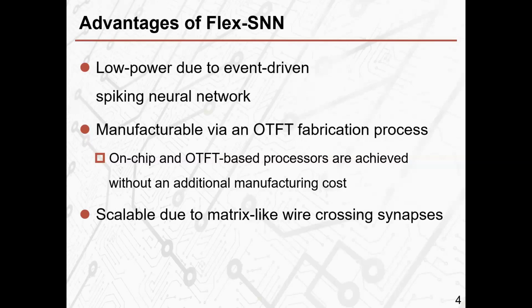Our Flex-SNN can operate with low power consumption due to the event-driven spiking neural network. And Flex-SNN is manufacturable via an OTFT fabrication process because Flex-SNN is composed of OTFTs and wire crossing metal wires. So it is manufacturable via a simple OTFT fabrication process. And so on-chip, OTFT-based processors are achieved without an additional manufacturing cost. Also, Flex-SNN is scalable due to matrix-like wire crossing synapses.